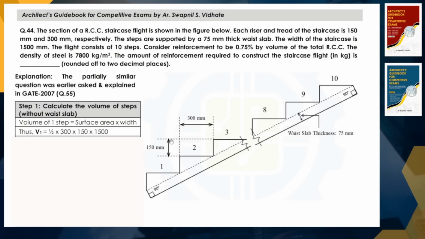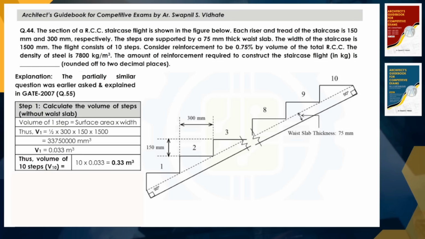So the volume of one particular step will be half into, because this triangle, the surface area will be calculated by half into base into height. So half into 300 into 150 multiplied by the width of the flight. So this figure will give the volume. First we have identified it in mm cube, but because the units they have mentioned are in meter, we will convert this volume into meter cube. So volume of one particular step will be 0.033 meter cube, right?